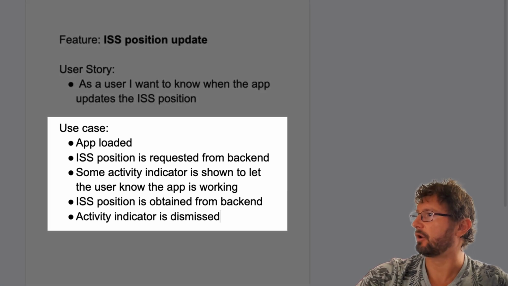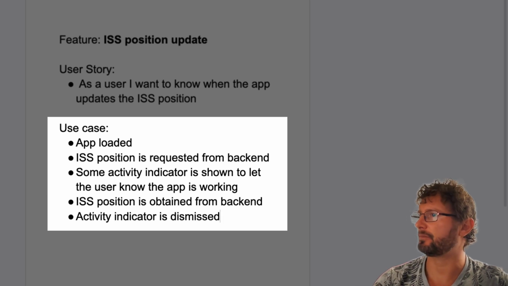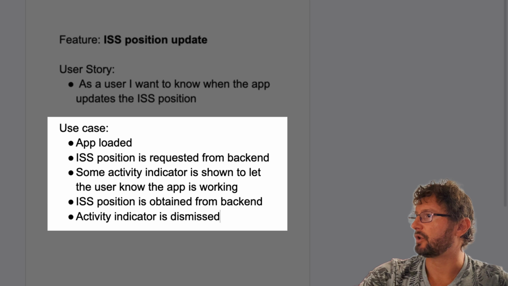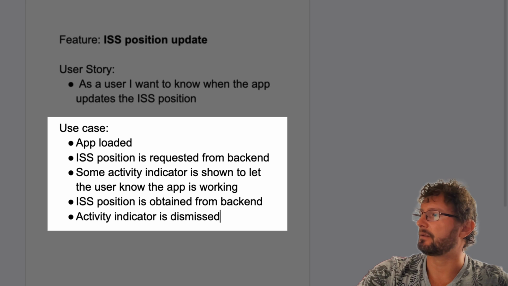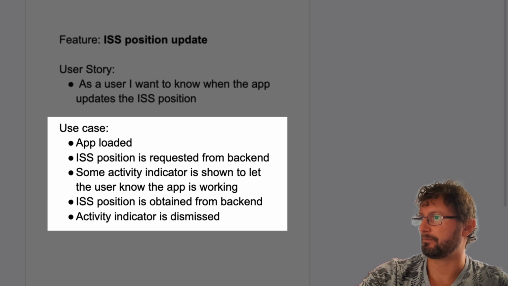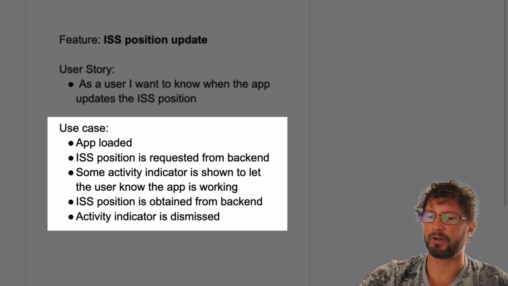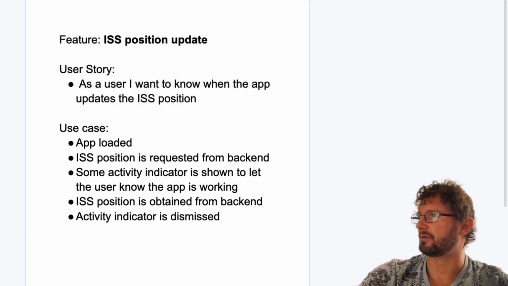When the app is loaded, the ISS position is requested from a backend. So now you know it's a backend where you're actually requesting the position. After this request, we have to show some kind of activity indicator to let the user know the app is working under the hood. Then the position is obtained from the backend, and then the activity indicator is dismissed. Now we understand much better the intent of the feature.